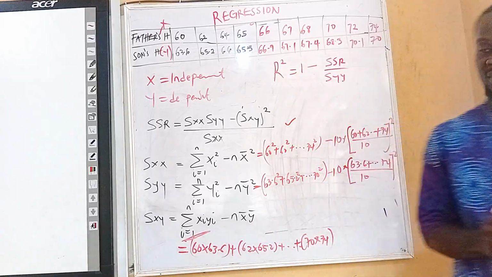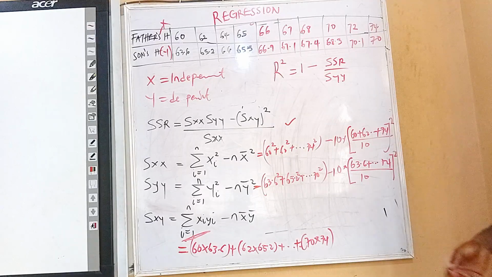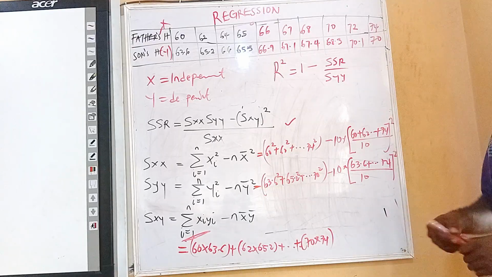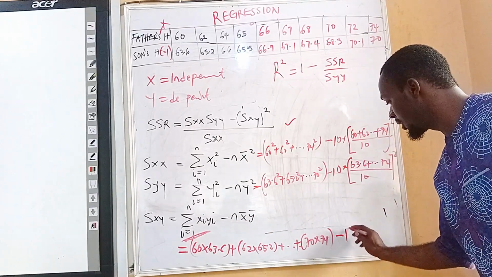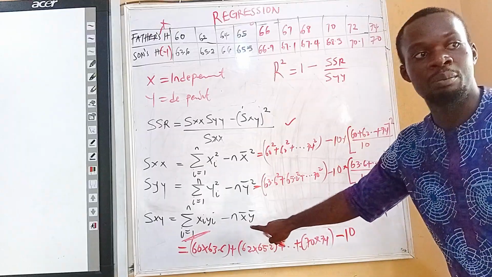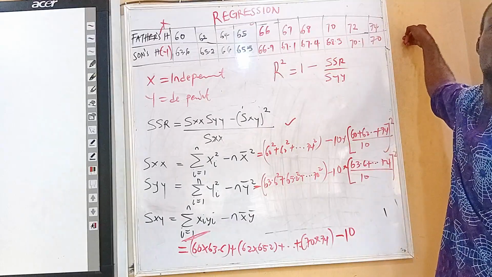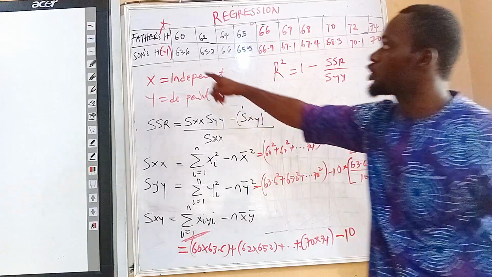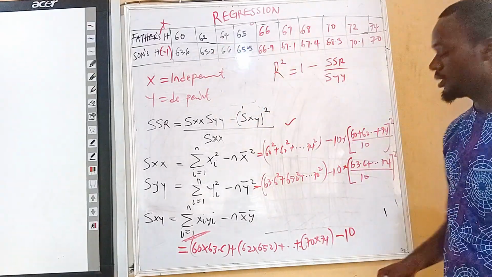If you don't practice it, even myself, I've practiced it more than 2 times, but I still forget it. So you have to practice as much as possible. Minus n, the total number of 10, times the mean of X and the mean of Y. The mean of X is the sum of X divided by the number. The mean of Y is the sum of Y divided by the number. You get the value of Y bar.